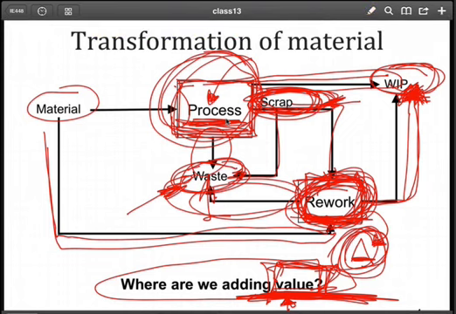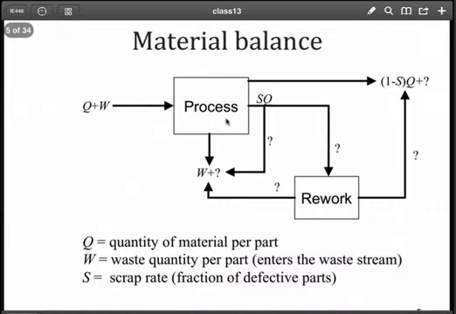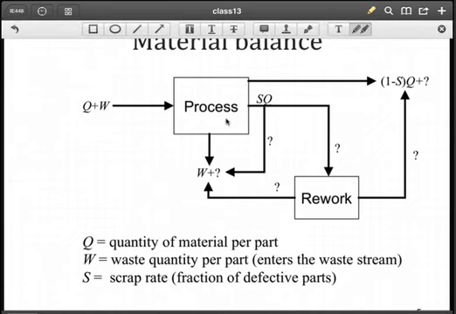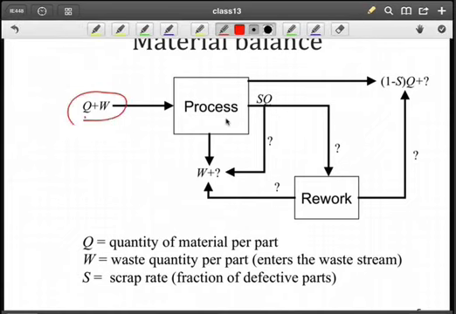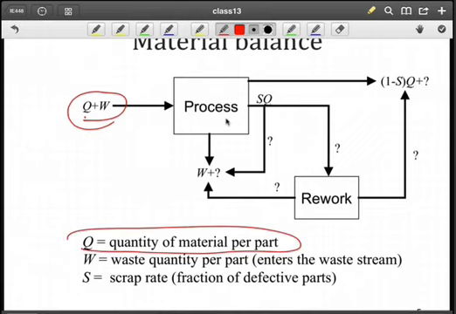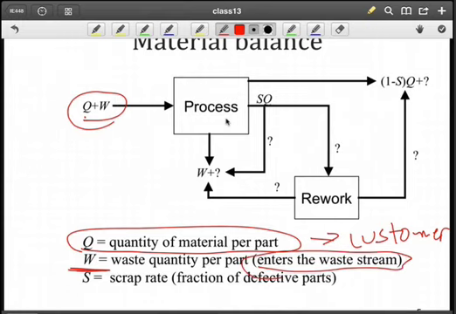So this is the basic model that we'll be looking at. From a material balance point of view, you are putting some amount of material into your process. And that is indicated by Q plus W, where Q is the quantity of material that is required for the part. So that's what's going to end up with the customer. And then W is the waste quantity per part. And that waste quantity will enter the waste stream directly. So we come in with Q plus W. After the process, we have just Q.